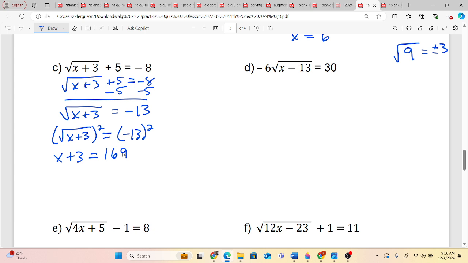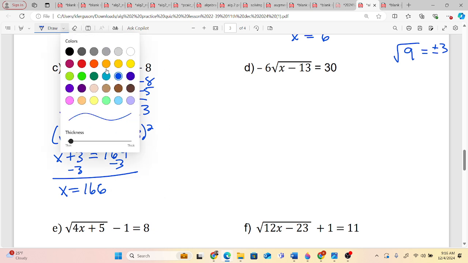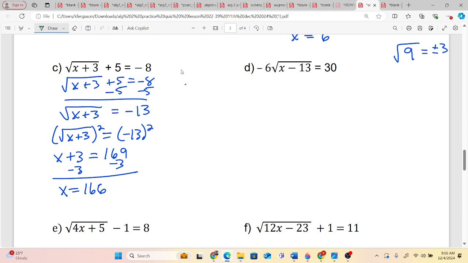Yes, I'm a math teacher. I know what 13 times 13 is. So now that I got that, now I'm just dealing with the equation. So I subtract 3 from both sides, and I got x equals 166. So now I need to plug 166 in here. So let's plug it in here.